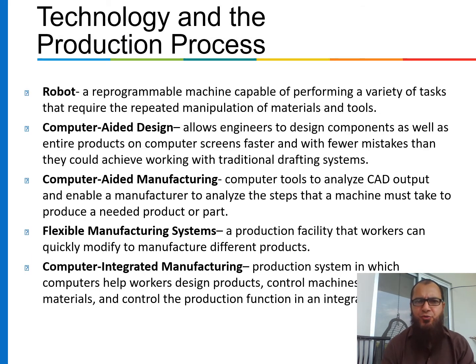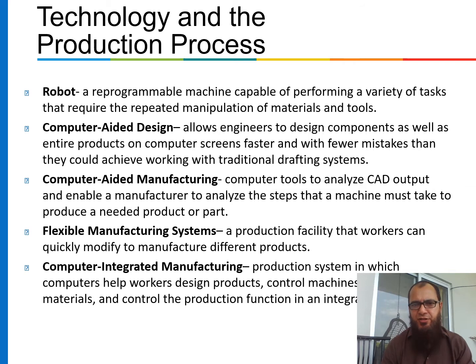Technology and the production process. Technology has dramatically changed production. Technology boosts efficiency and enhances flexibility. A robot is a reprogrammable machine capable of performing a variety of tasks that require the repeated manipulation of materials and tools. Computer-aided design allows engineers to design components as well as entire products on a computer screen faster and with fewer mistakes than they could achieve working with traditional drafting systems.